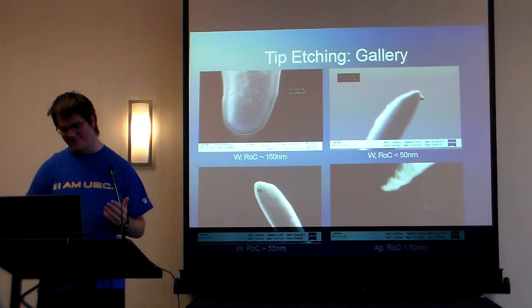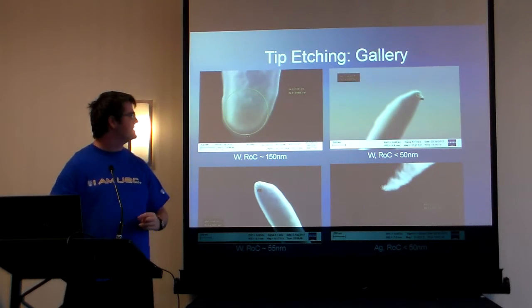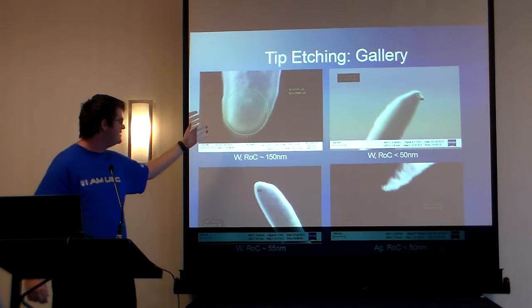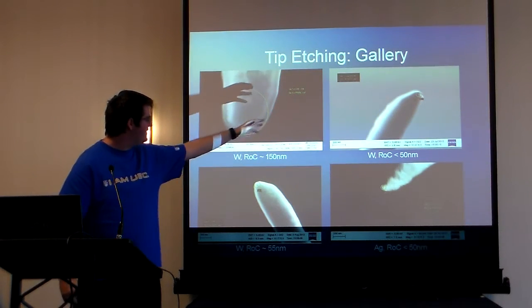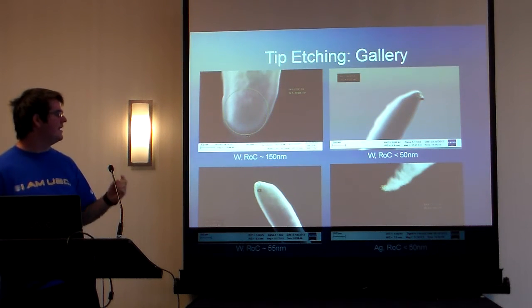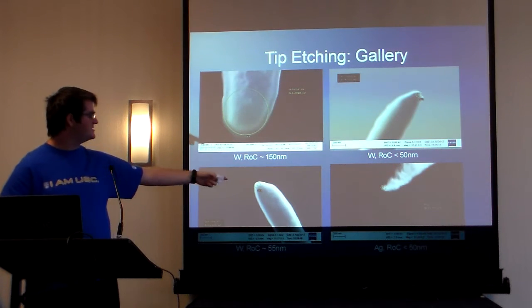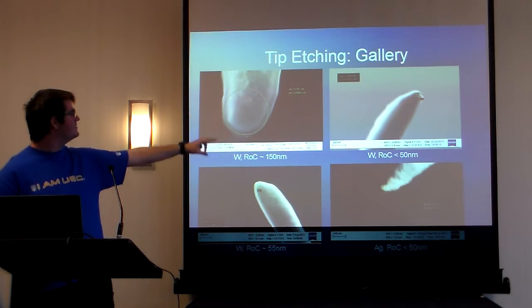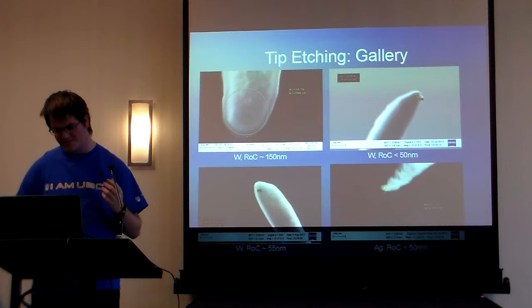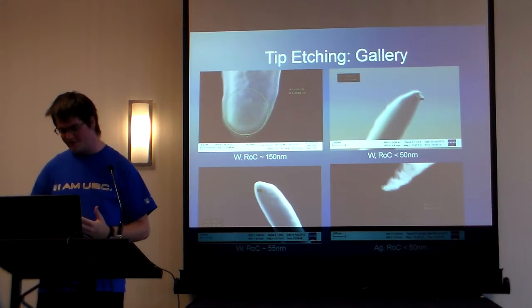And then some of my earlier successes. So this is where you can see what the radius of curvature is. It's just this, and so that's 150 nanometers, 50, 55, a little bit more than 50. And the only silver one out of those is the one on the bottom here. All these other three are tungsten. And so these are the earliest successes. As you can see, they're in the range that I wanted them to be.